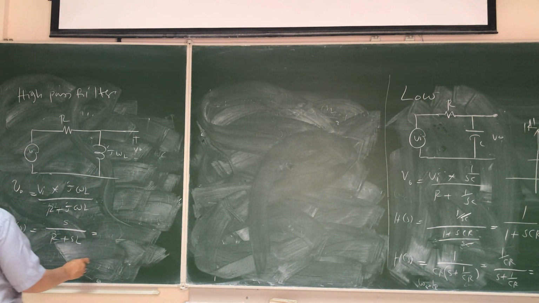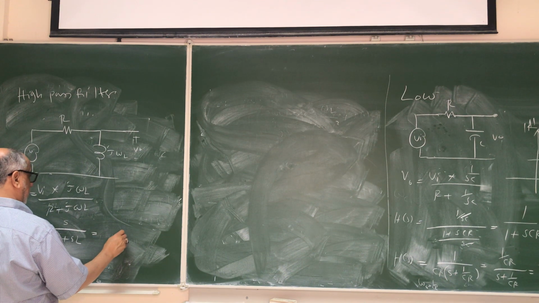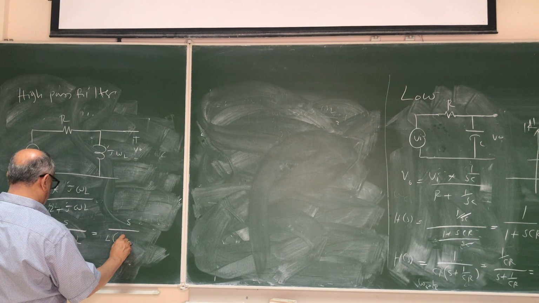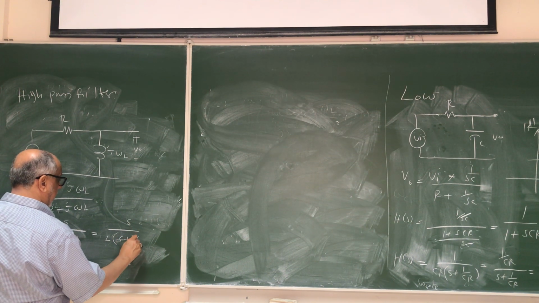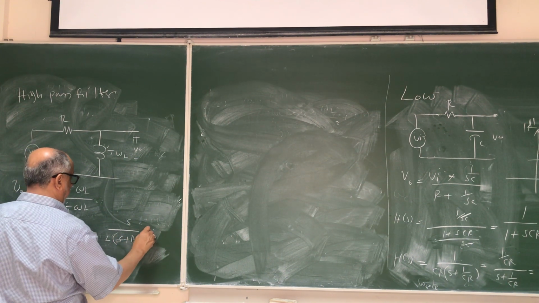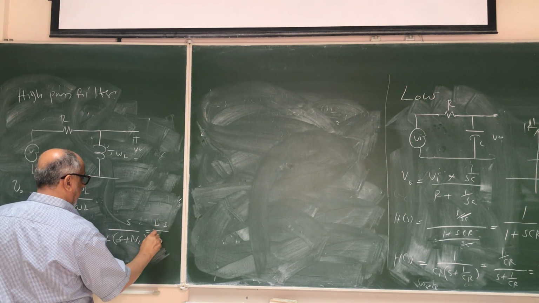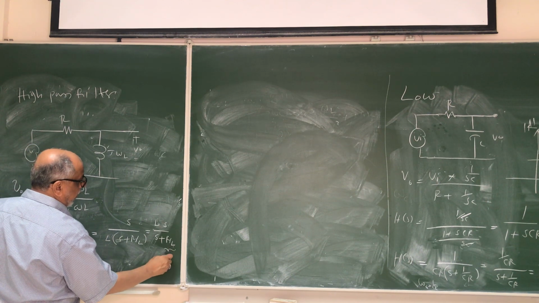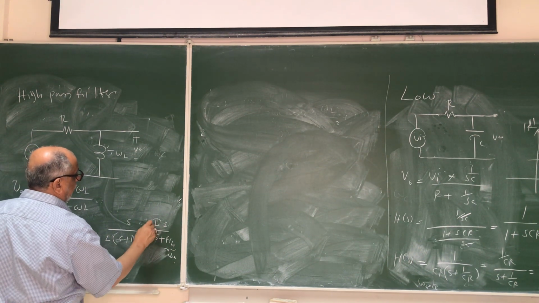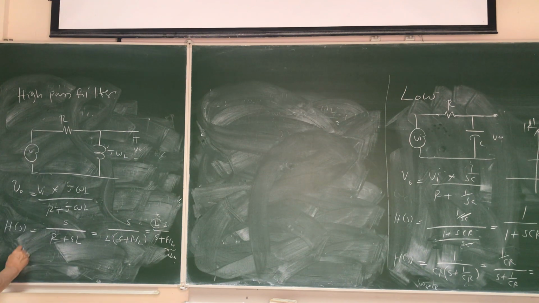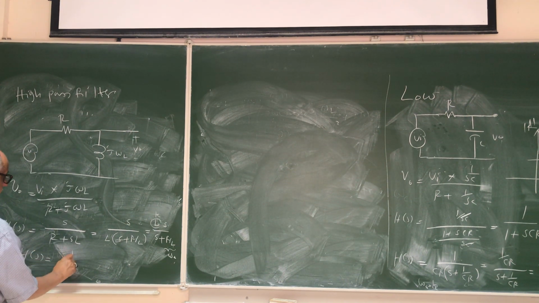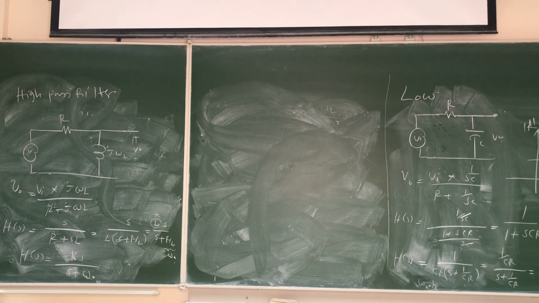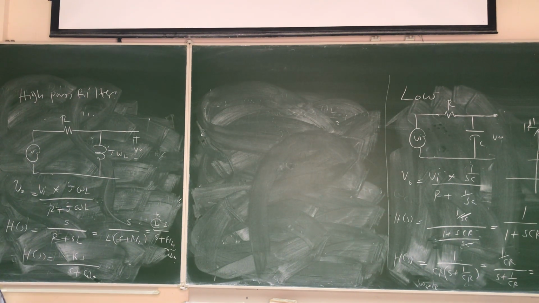So we can rearrange this, take L common factor. So we have S divided by L S plus R over L. So this will give me L S over S plus R over L. This is your omega naught, okay? And that will be your K here. So the form for the high pass filter, H of S is K S over S plus omega naught. So that is the general form of the high pass filter.